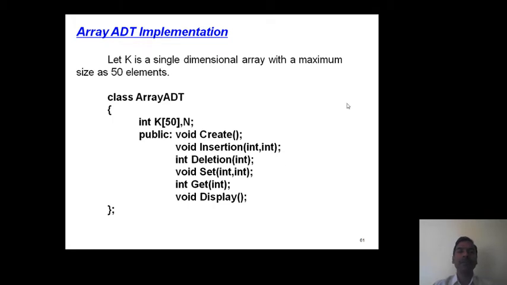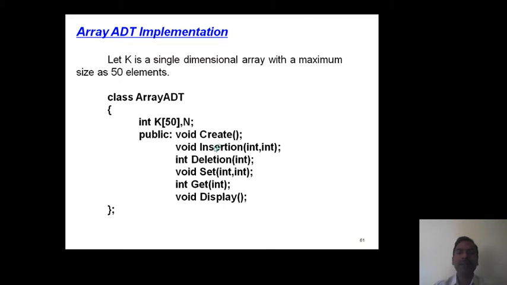So to implement array abstract data type, first we define a class representation like class ArrayADT. Now int K[50], n. Now these are the data members. Here the data members are not specified with any access specifier, hence those are treated as private data members.